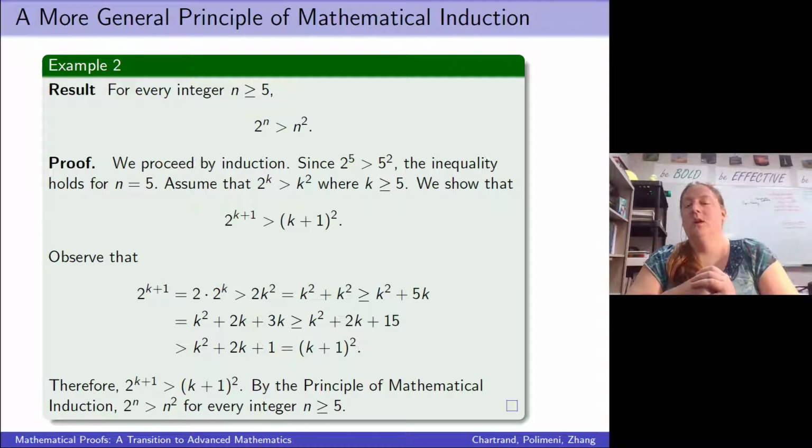Well, if we look at this, we know 15 is greater than 1, so k squared plus 2k plus 1 is definitely less than k squared plus 2k plus 15. And k squared plus 2k plus 1 equals k plus 1, the quantity squared. And through this series of equalities and inequalities, I find that 2 to the k plus 1 is greater than k plus 1, the quantity squared. So by the principle of mathematical induction, I have that 2 to the n is greater than n squared for every integer n greater than or equal to 5.